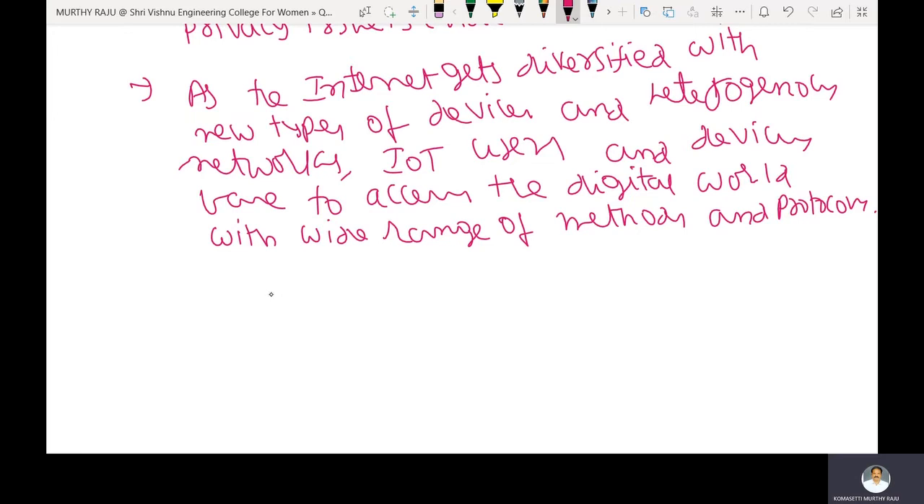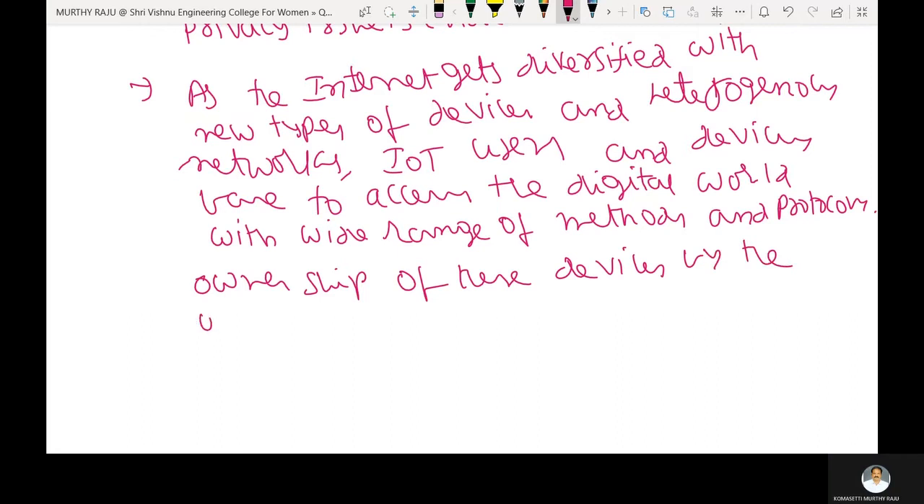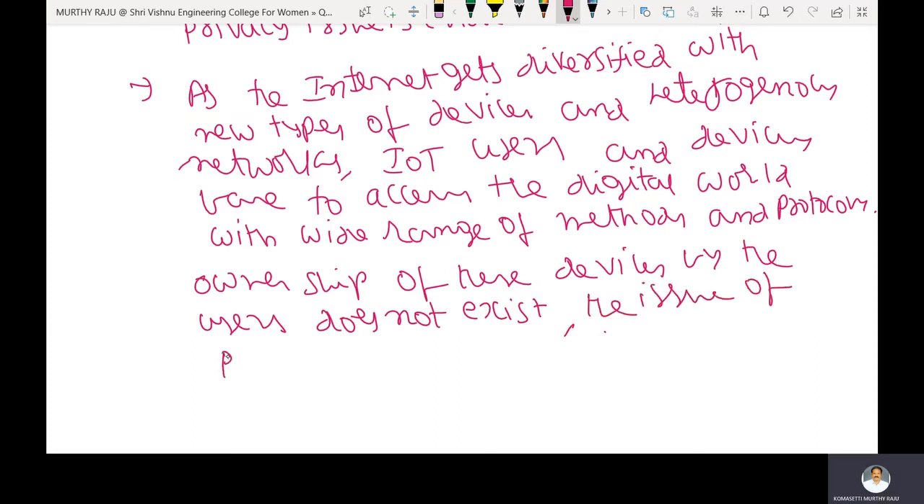Ownership of these devices by the users does not exist. The issue of privacy is enlarged. We don't know who operated them, who installed them. Therefore, ownership of these devices by the users does not exist. The issue of privacy is extended.